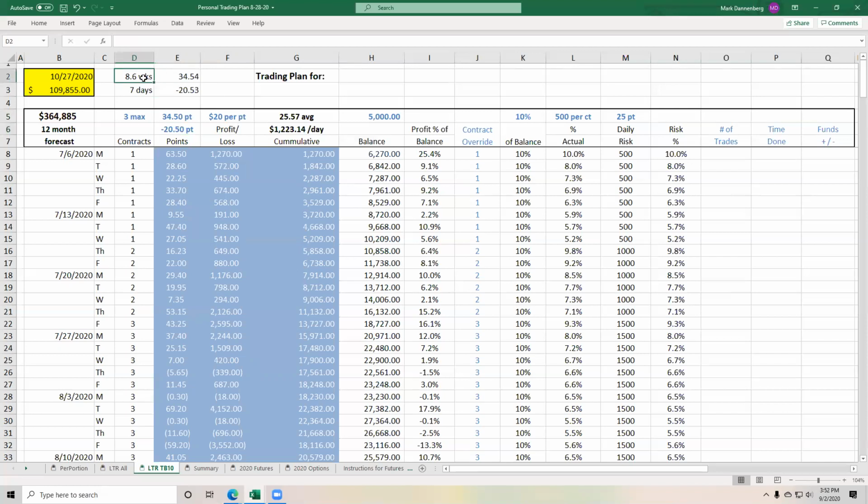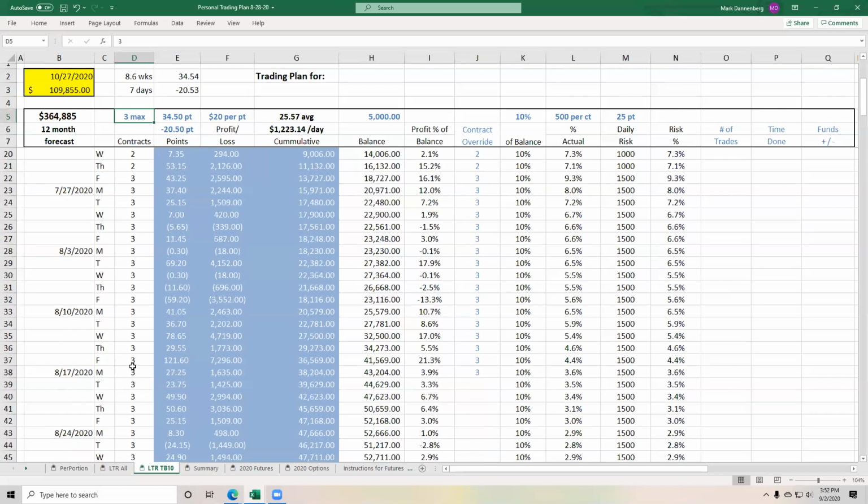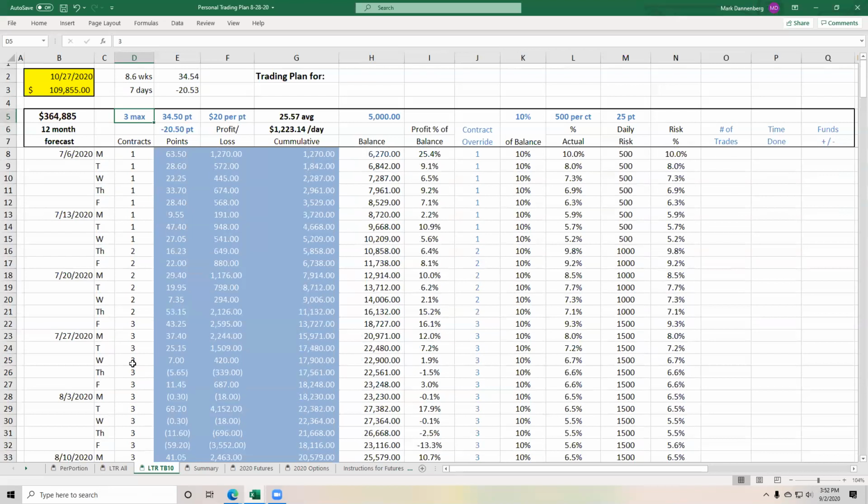We have 8.5 weeks behind us. We have 7 losing days. So we are slightly favorable overall in terms of planned losing days versus actual losing days. So we've got our numbers entered correctly based on our run rate. We have our 3 contract max built in. We've already hit our 3 contract max. So the way we have the plan designed, we will not scale additional contracts. That's a variable that you can change. But based on 3 contract max, there's a $364,885 potential income over the course of 12 months.